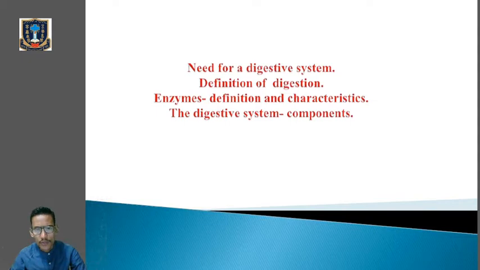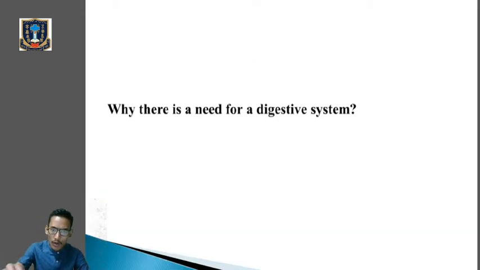In this chapter we will talk about the need for the digestive system. Then we will go through the definition of digestion. Then we will see enzymes, their definition and characteristics. Then we will see the digestive system and its components. So first of all, why is there a need for a digestive system?